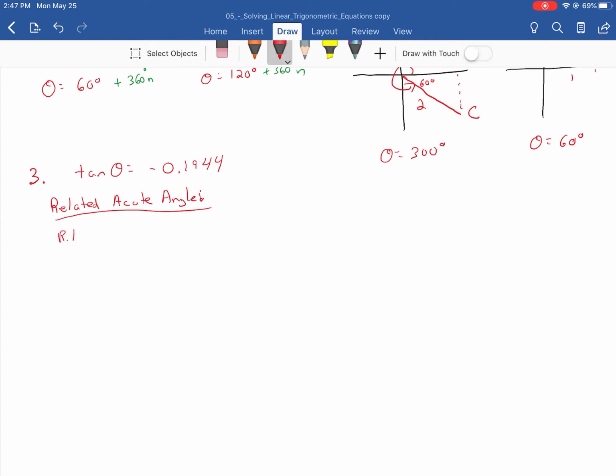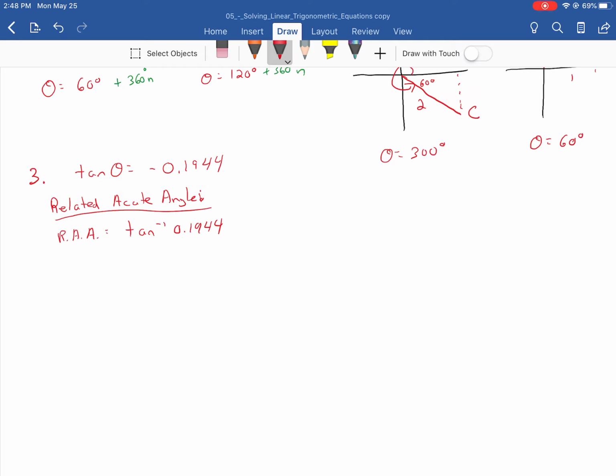To find that triangle, what I say is, okay, I'm going to go after this related acute angle here. The related acute angle will be the tan inverse. So I'm just going to do the tan inverse of 0.1944. And as I write that, you might be screaming, oh, what about the negative? Well, I'll deal with the negative in a second.